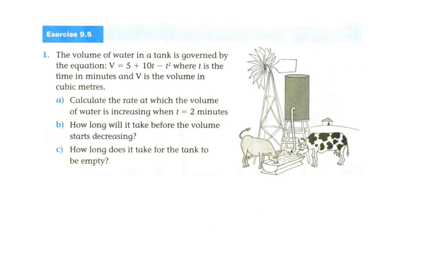In your textbook, in exercise 9.5, you've got a few word problems that need our knowledge of calculus in order to find the solution. Now, in question number 1, they are talking about the volume of water in a tank. So instead of talking about the volume of water in a swimming pool, they're now referring to the volume of water in a tank. And they say that the volume of the water in that tank can be described by the equation V equals 5 plus 10t minus t squared, where t is the time in minutes and V is the volume in cubic meters.